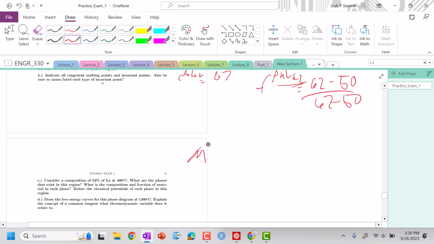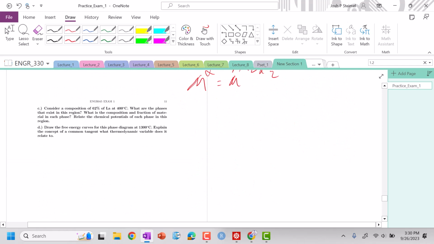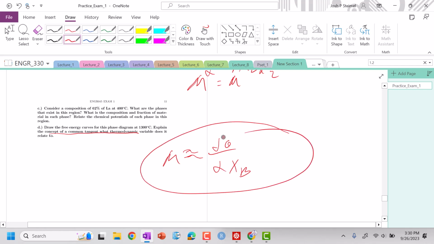If we have two phases in equilibrium, the chemical potential of alpha is equal to the chemical potential of AuLa2. Excellent. Draw the free energy curves for the phase diagram at 1300 C. Describe the concept of common tangent. Remember, we know chemical potential is approximately dG/dxB. So the common tangent basically means we have the same slope.